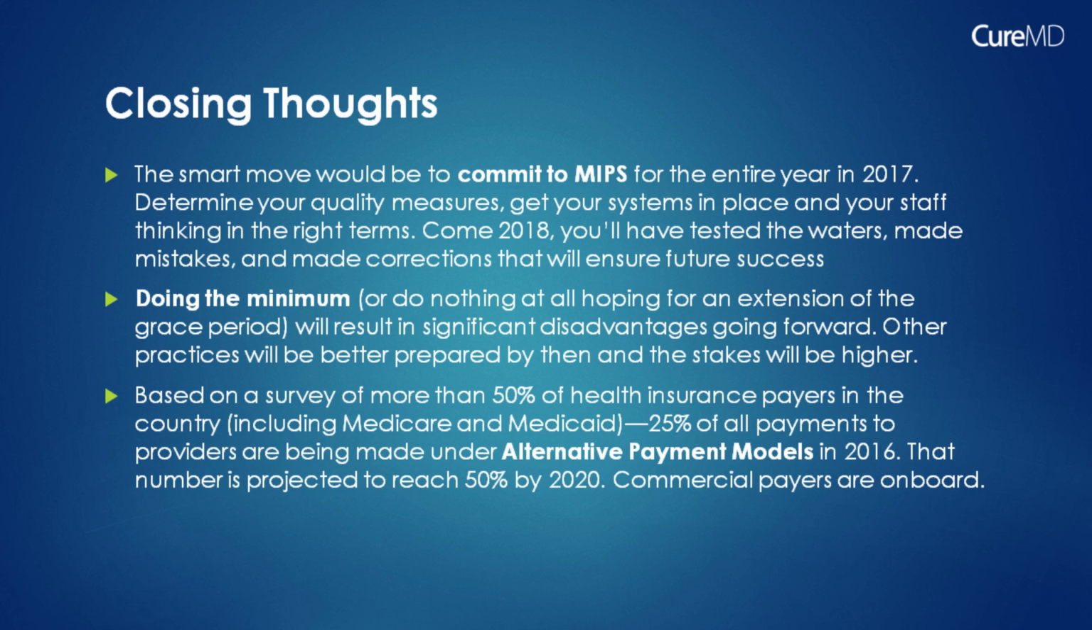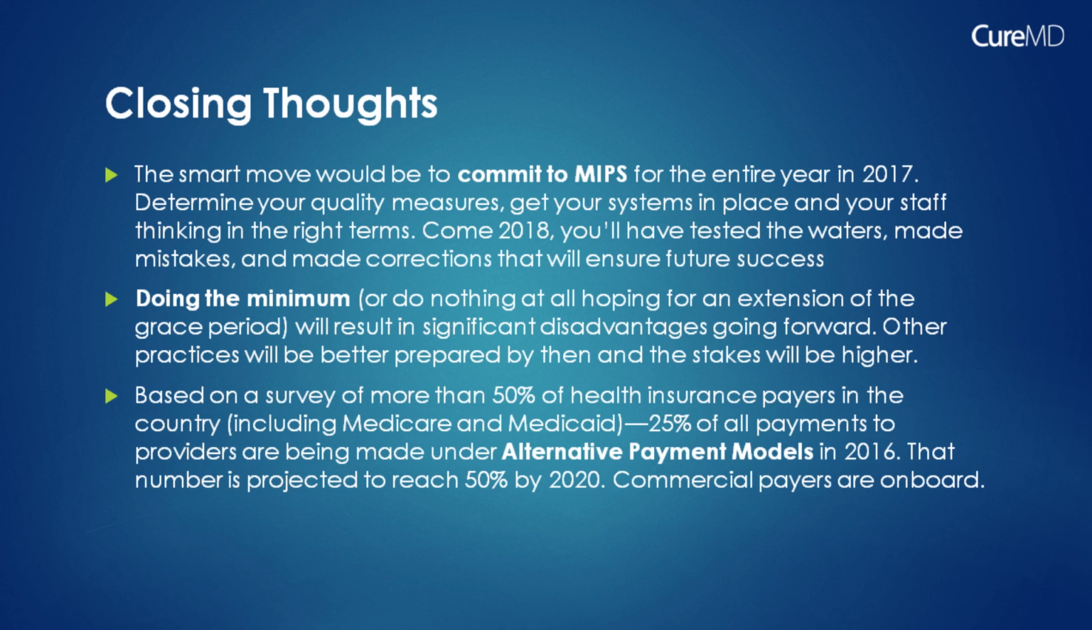A lot of commercial payers, CMS, or I think this was HHS, did a survey of half of the health insurance payers in the country. They included Medicare, Medicaid, and all the commercial payers, 50% of them. A quarter of all payments by these payers combined are already being made under alternative payment models in 2016, this year. So 25% of the total reimbursement going out to providers is under alternative payment models. They are projecting that it's going to be half of all reimbursement by 2020. So this is a couple of years within which you need to prepare and be ready.